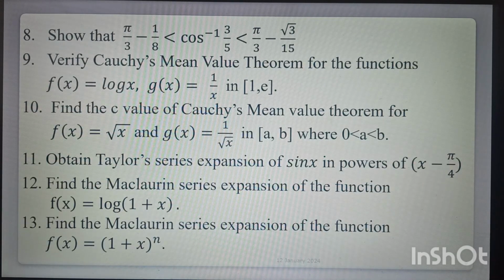So next question, find the Maclaurin series expansion of the function f of x is equal to 1 plus x power n. So these are some 13 important questions from unit 4. Okay. Do practice all these 13 questions. Maximum 50% to 70% same questions will come in the examination. Okay?